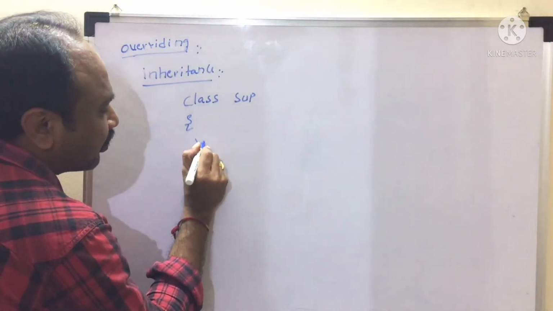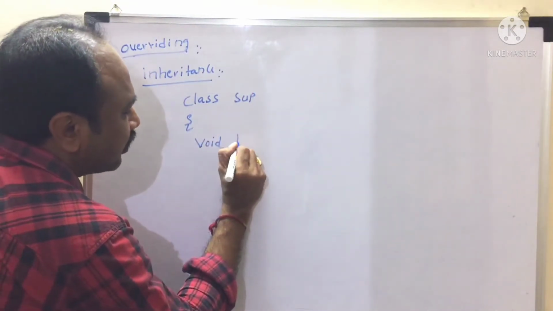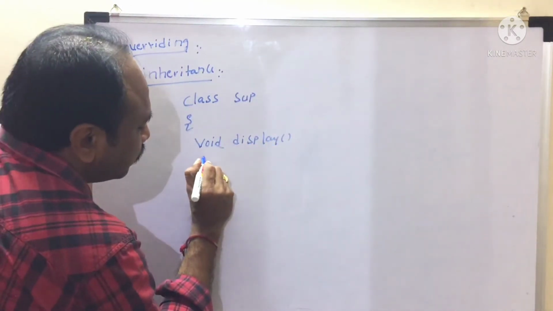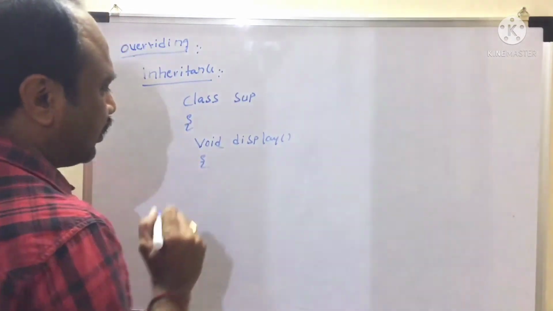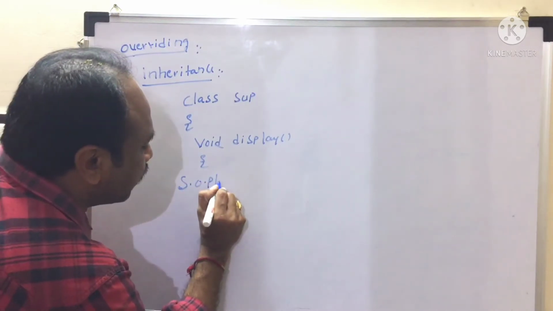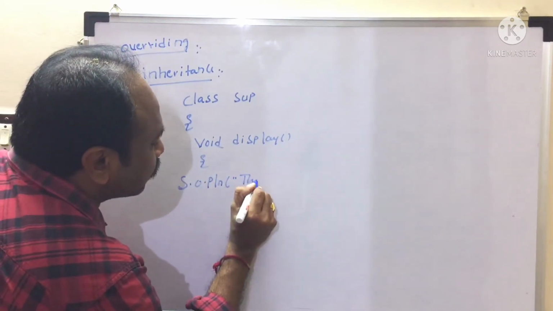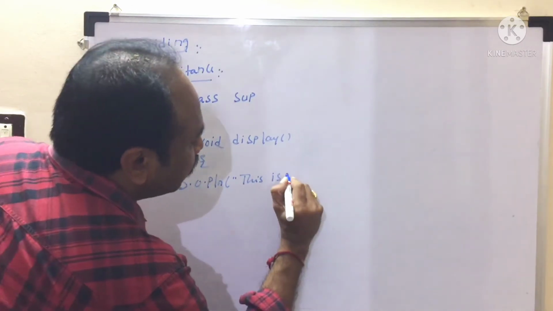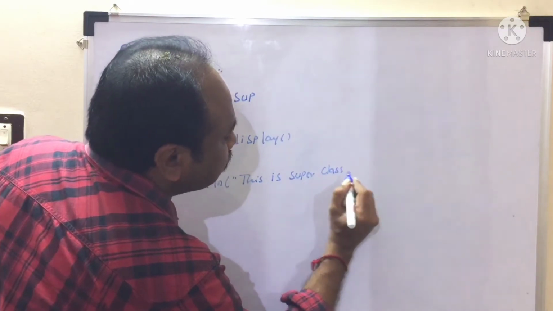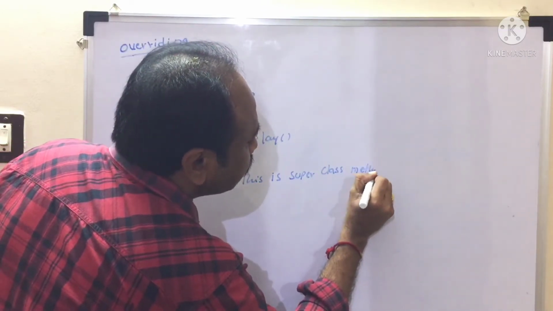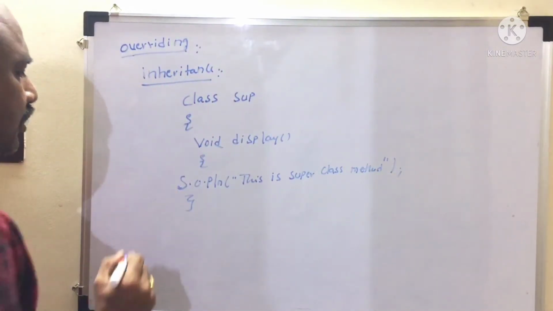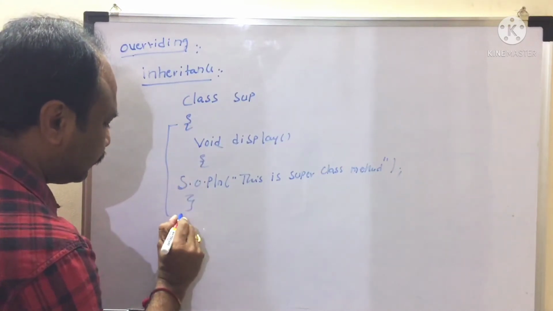It is having one method, void display method. A class contains variables and methods, but here I am not using variables, directly I am using a method. It has to print System.out.println, this is superclass method. Now this class closes.